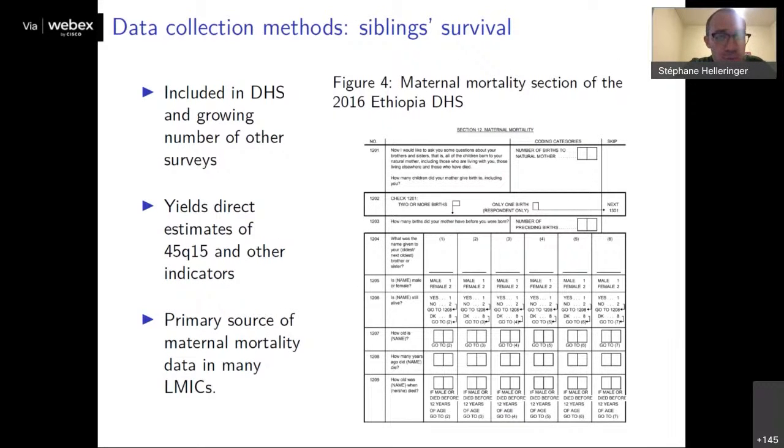And finally, one data source that's often collected in surveys in particular consists of asking questions about sibling survival. That's typically the maternal mortality module of the Demographic and Health Surveys, for example, but it's also increasingly included in surveys like the MICS. And so these data collect a list of all the siblings of a respondent, and for each sibling, they ask whether they are still alive, and if so, how old they are. And if they are no longer alive, they ask how old they were when they died and how many years ago they died. And so with this type of data, we can directly estimate key indicators of adult mortality like 35q15 or 45q15, and so on and so forth. And in many low and middle income countries, these might be the primary source of data we have on adult mortality and the most frequent one.